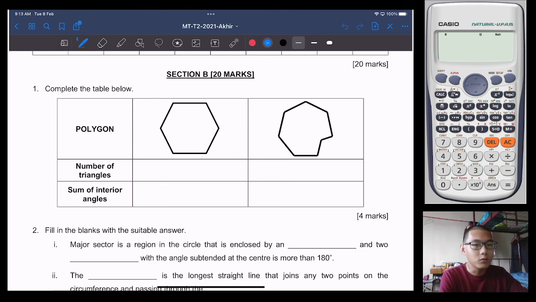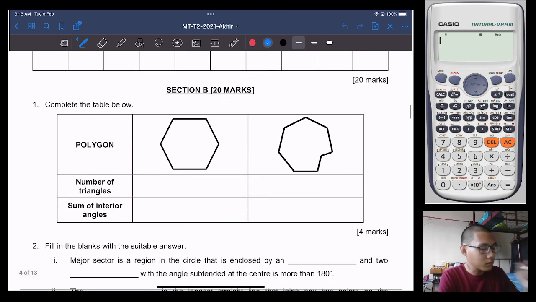Okay, so this is Form Two mathematics, session B part. Session B has a total of 20 marks. So let's see one by one. For question one, it is about geometry. Okay, so let's see this one.